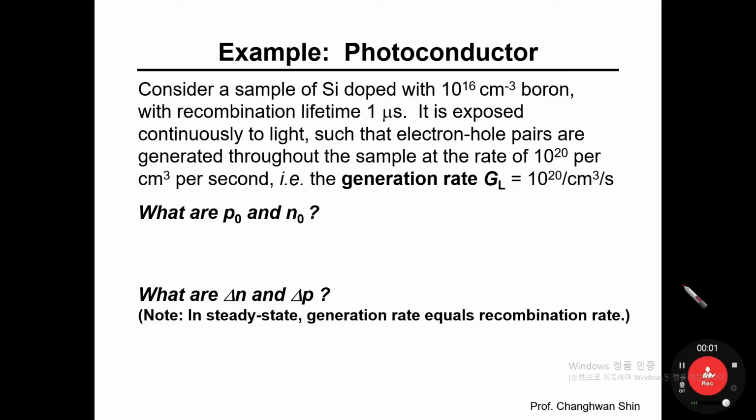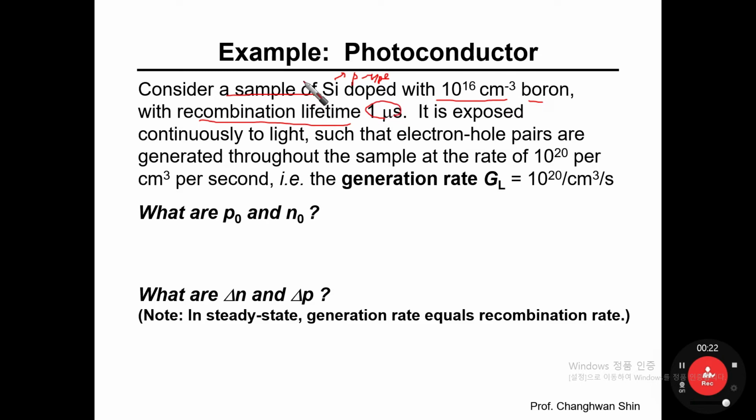Okay, so in this video clip, let me explain how to solve the example on a photoconductor. Now let's consider a sample of silicon which is doped with 10^16 boron. So I guess that this silicon is p-type, right? And the recombination lifetime is 1 microsecond.